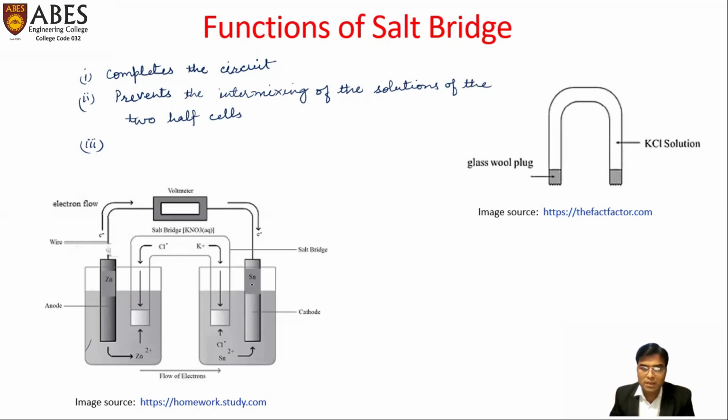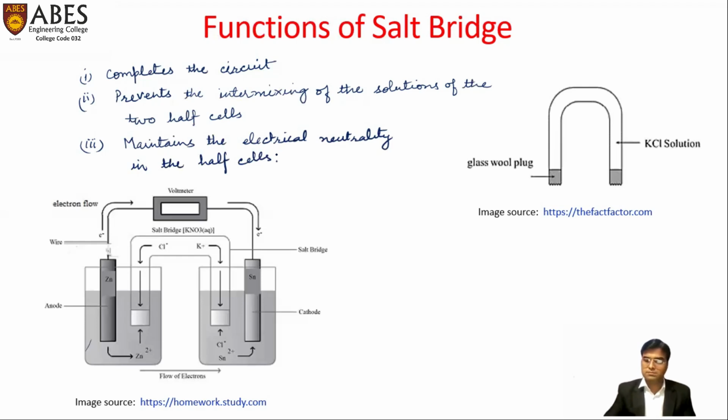Similarly, in the reduction half cell, when Sn2 plus ions are getting reduced, their number decreases in the reduction half cell. So to counterbalance the number of cations, the K plus ions, potassium ions, reach from the salt bridge to the reduction half cell. This is how it maintains the electrical neutrality in the half cells. So this is about the salt bridge.